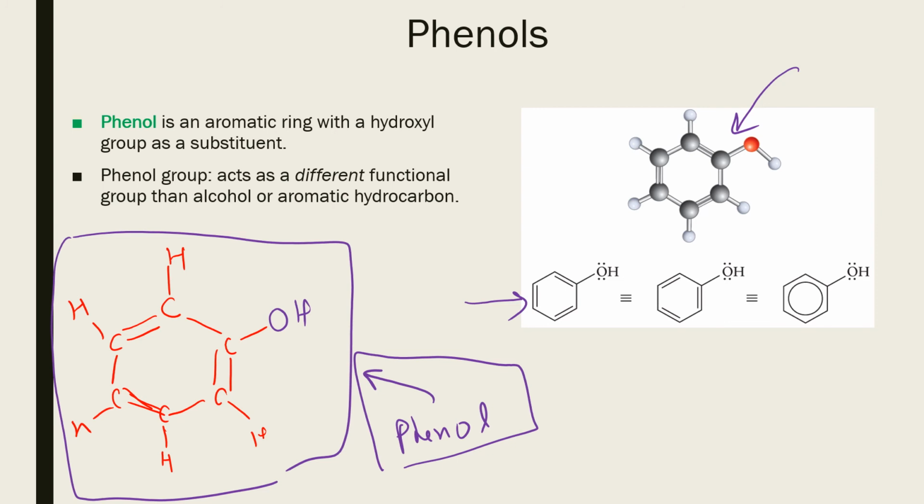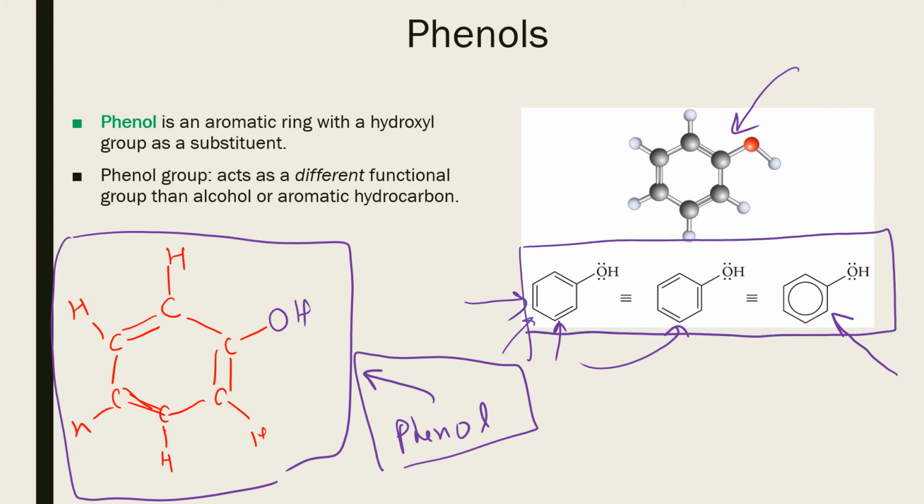In the previous chapter, we also learned that there are several ways to write the aromatic ring. Because of the delocalization of these double bonds, they could be shown this way, or they can also be shown as a circular ring in the middle. So therefore, phenol can also be shown by any of these three skeletal line structures.